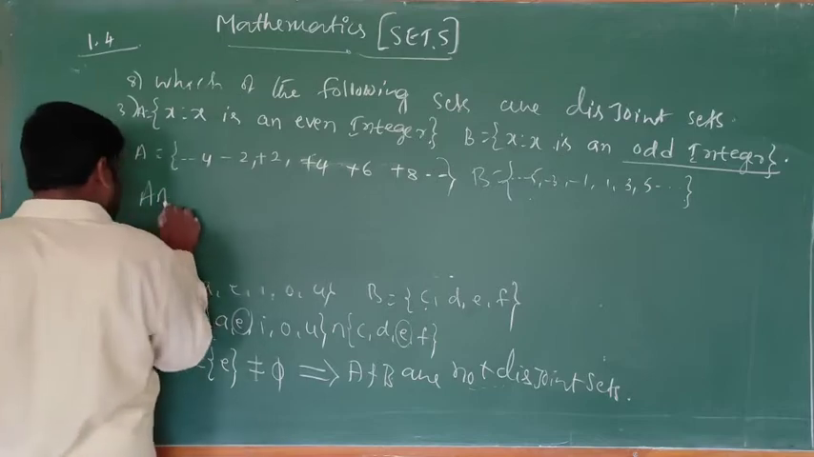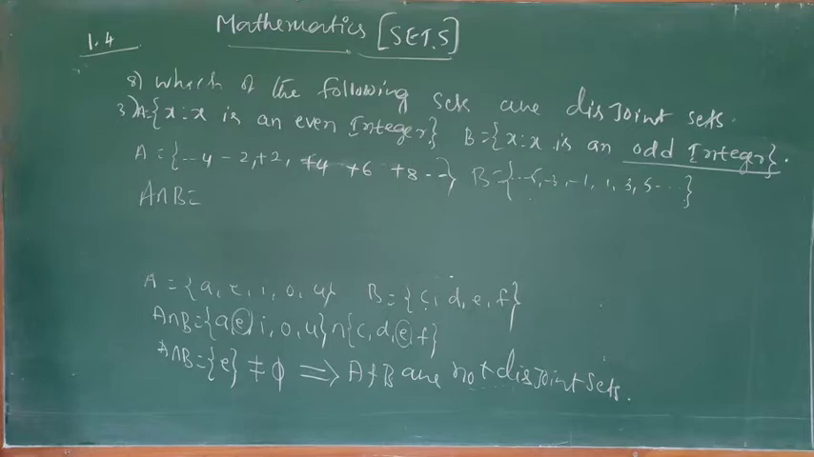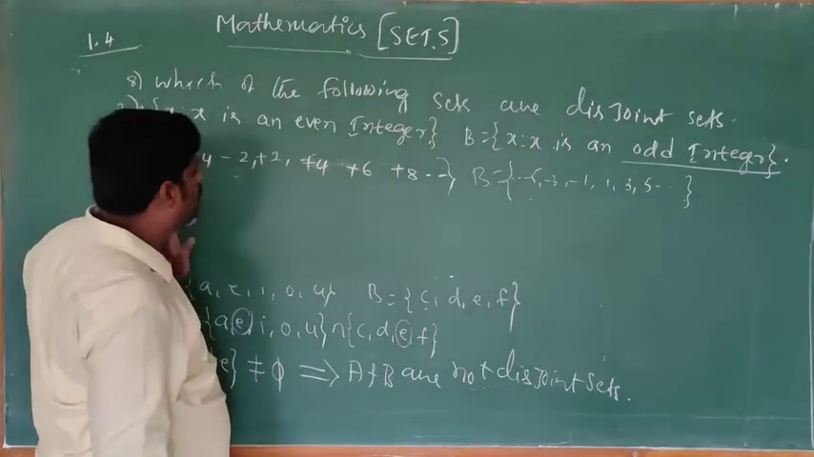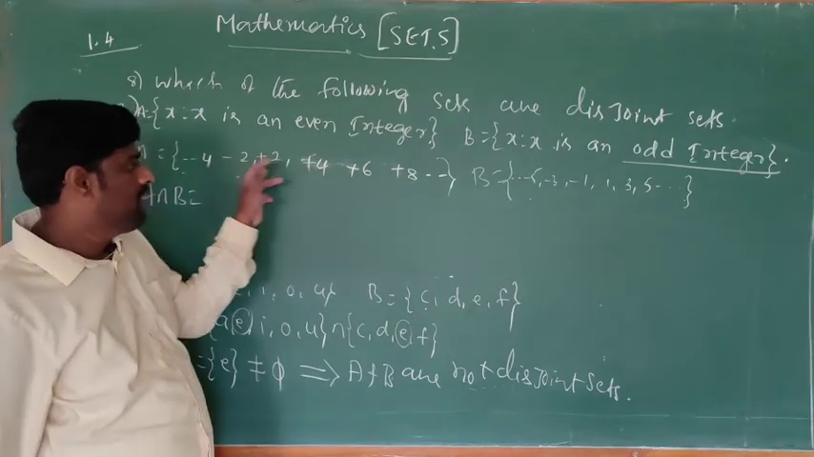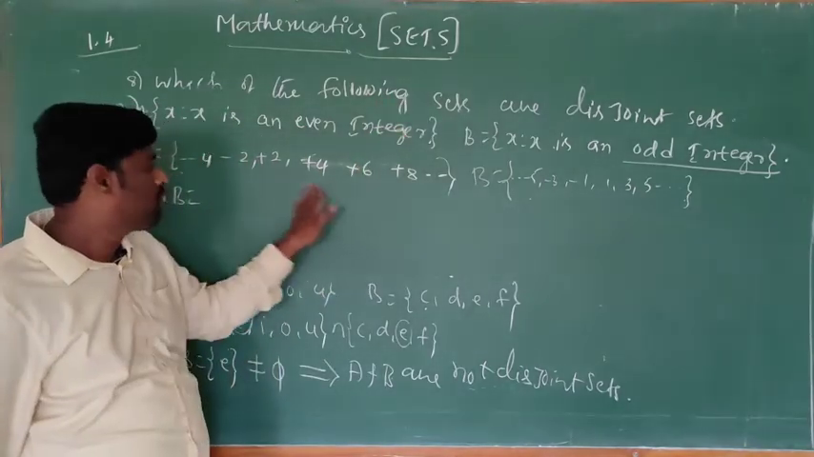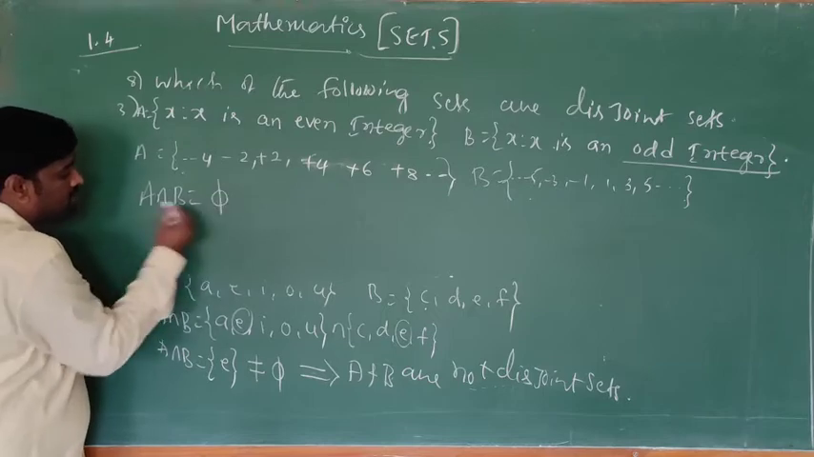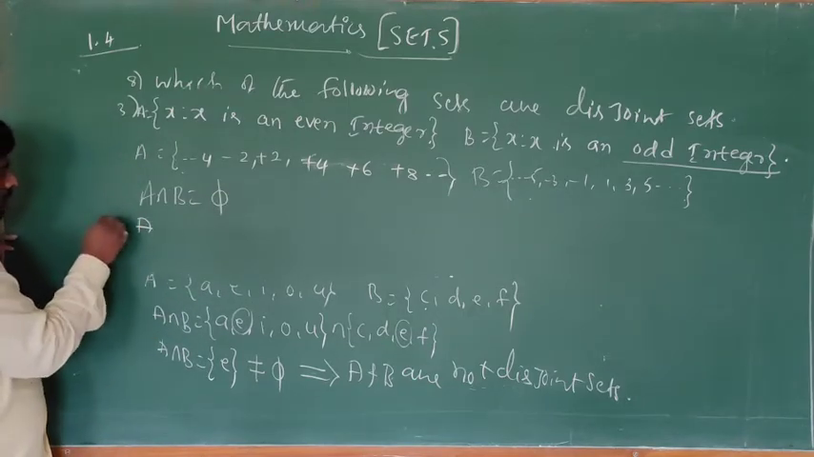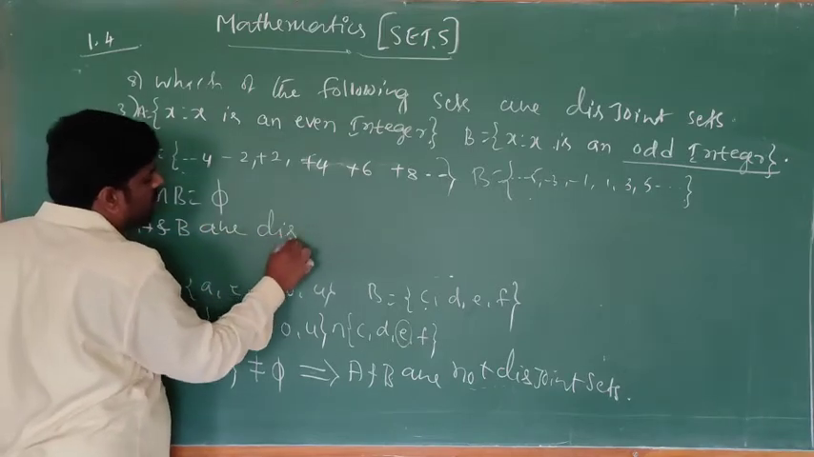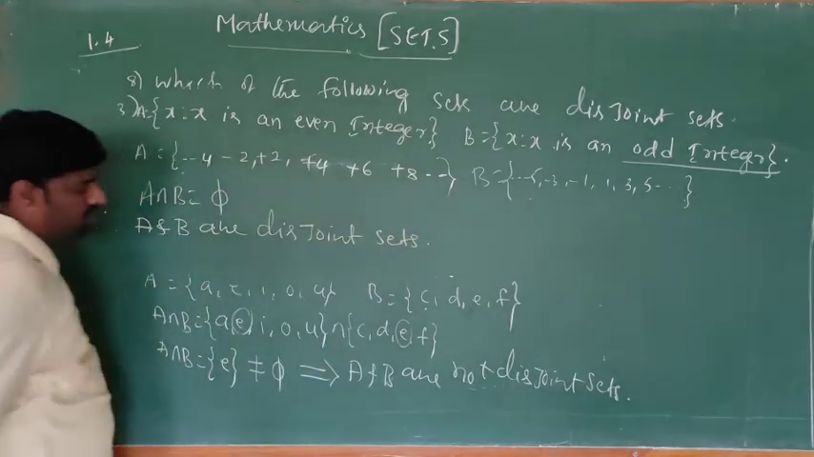Here I want to find A intersection B. Is any common element there? No. Here minus 2 is there, but in B minus 2 is not there. Here minus 3 is there, but in A minus 3 is not there. There is no common element of these two sets. Therefore, A intersection B is equal to null. Therefore, A and B are disjoint sets.